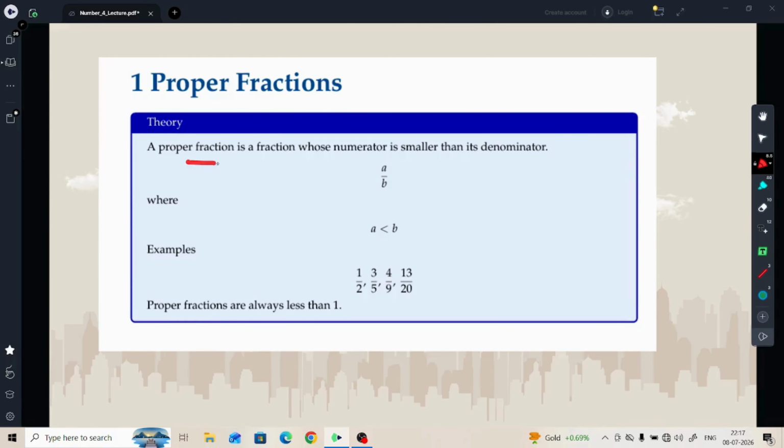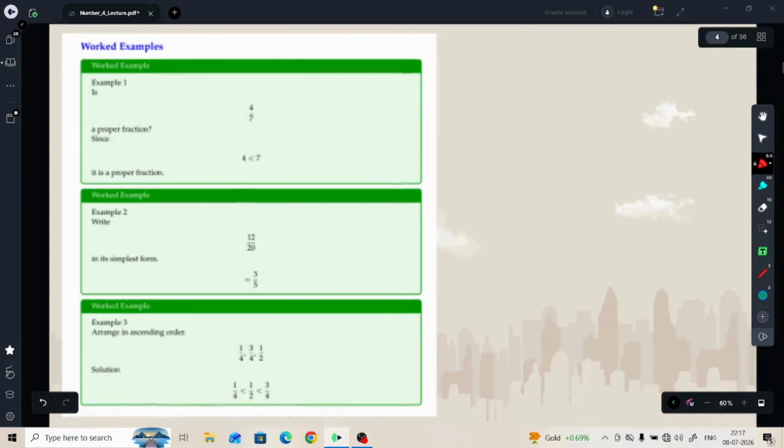So proper fraction is nothing but a kind of fraction whose numerator is always smaller than its denominator. So for example, if I'm having this fraction 1 upon 2, so here we can see that the numerator is 1 and the denominator is 2. So 1 is lesser than 2, so that means it is a proper fraction. Other examples are 3 by 5, 4 by 9, 13 by 20. So these are the examples for proper fractions.